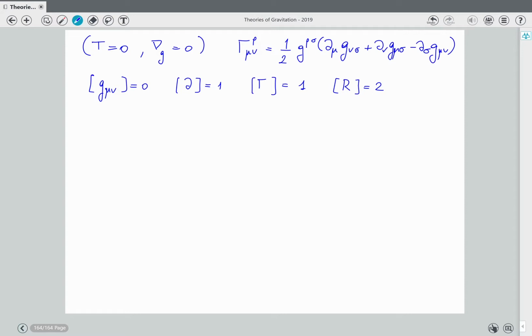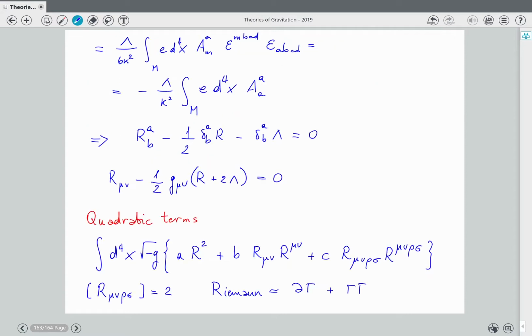So the terms we have introduced so far in the Hilbert action are what? This is a constant. Let's say this is 1, which has dimension 0. This is R, which has dimension 2. And then you can classify all corrections by means of their dimensionalities. So the quadratic terms are those that have dimension 4, and they are built with two Riemann tensors.